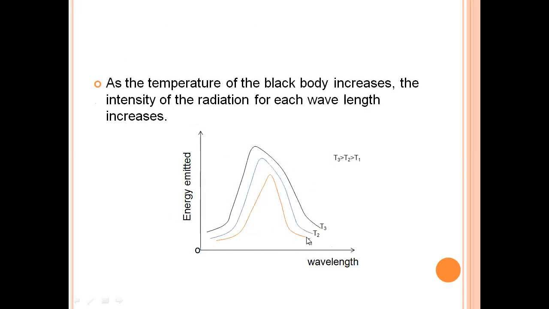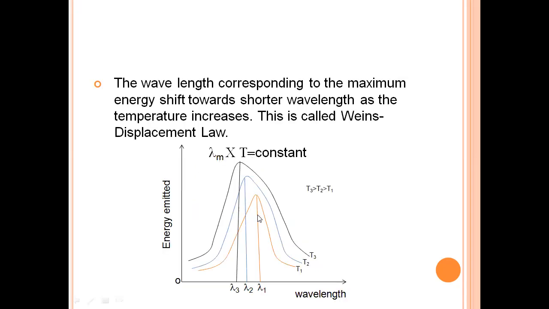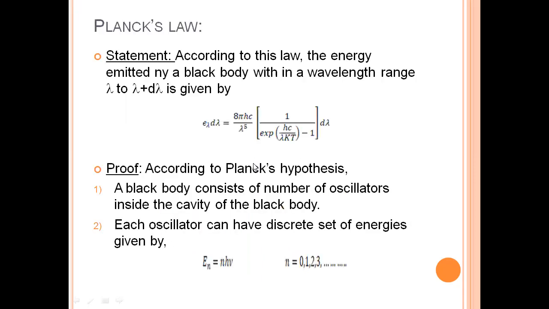As the temperature of the black body increases, the intensity of the radiation emitted also increases. As the temperature increases from T1 to T2, T2 to T3, the energy emitted by the black body also increases. You can observe on the screen that as the temperature increases, the wavelength corresponding to the maximum energy shifts towards the lower wavelength side, which is nothing but Wien's displacement law. Mathematically, it can be written as lambda m into T equals constant.